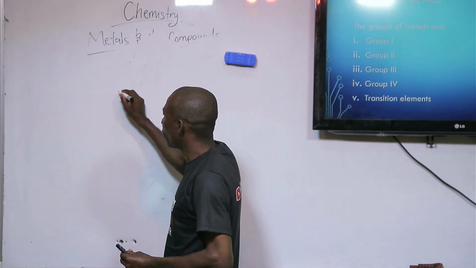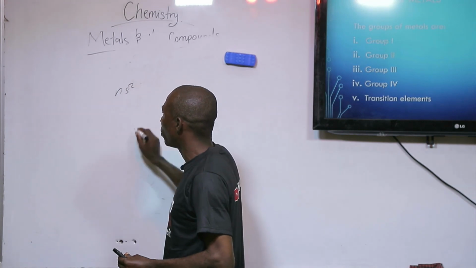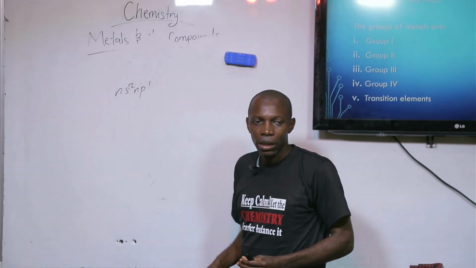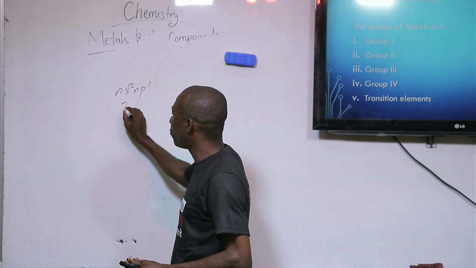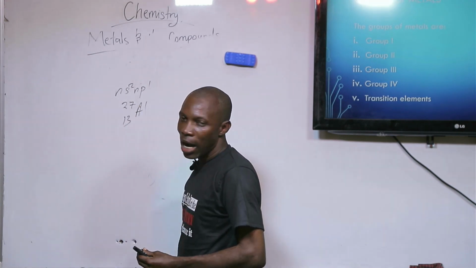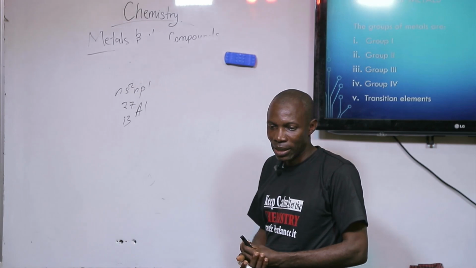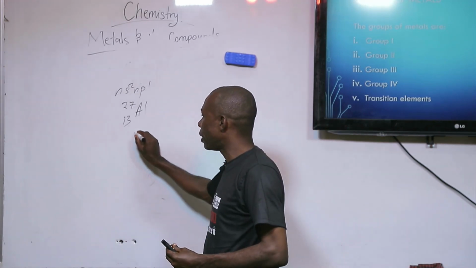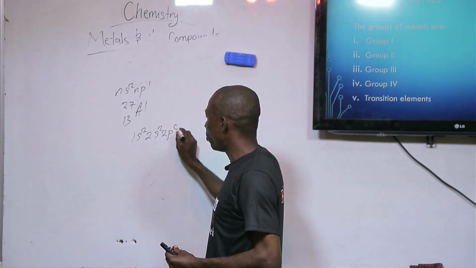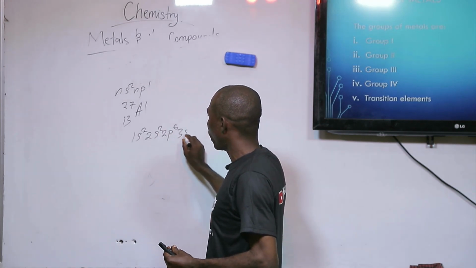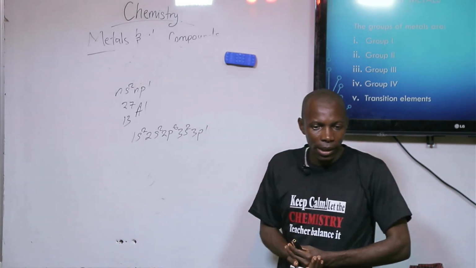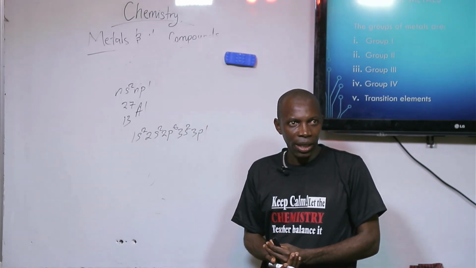You write it as ns2, np1. Example, you have aluminium, which is 27 13 aluminium. How many electrons does aluminium have? 13. So it can be written as 1s2, 2s2, 2p6, 3s2, 3p1. It is a group 3 metal.